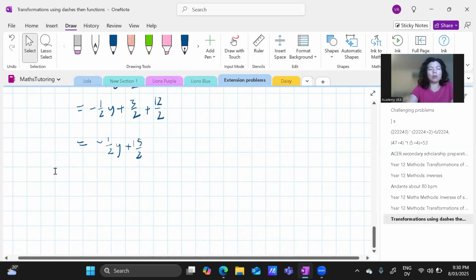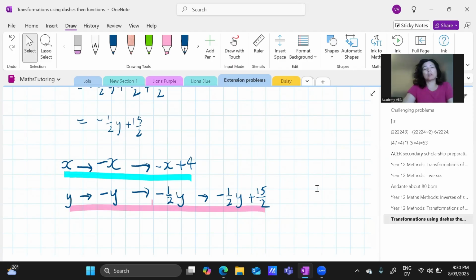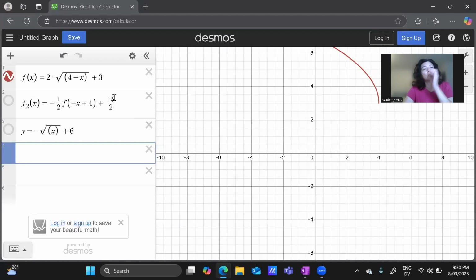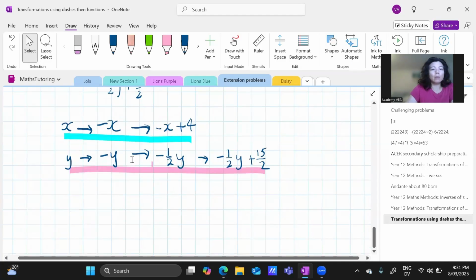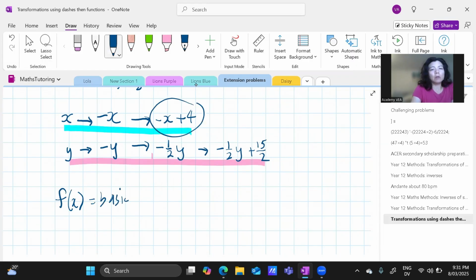So personally, I think it's helpful to know how to do both ways. And especially because if you have a chance, you can actually check this in your calculator. So what I did first was I plotted y1 on Desmos, which is 2 brackets square root 4 minus x plus 3. So it starts at 4, 3, and it swings to your left and up. And if we apply the transformation using function notation, what has happened is your x's have changed. So if I have f of x as my basic function, then when you have a minus x plus 4, when you write it in function notation, you're going to have f of negative x take away 4.